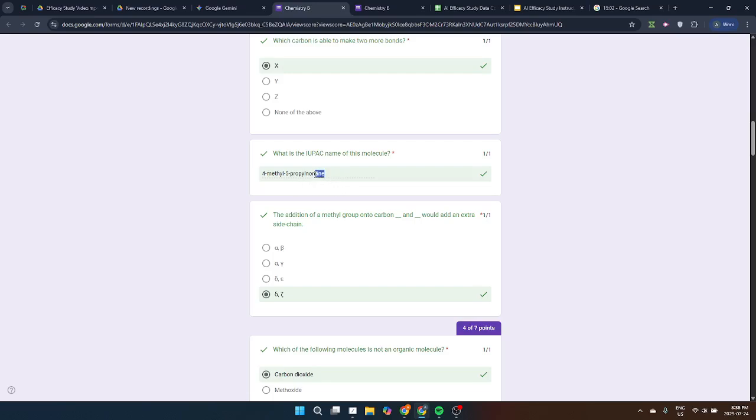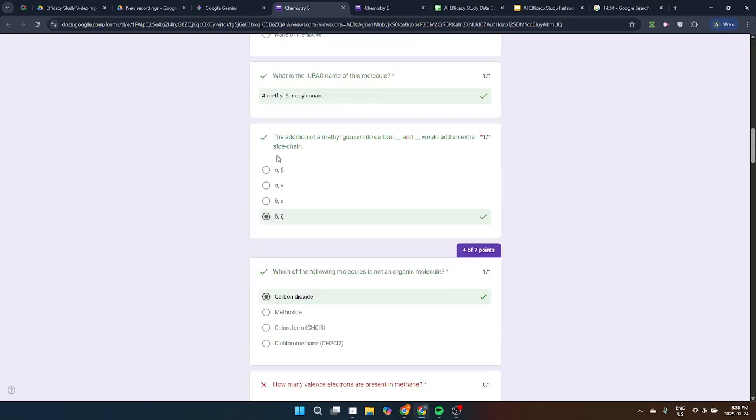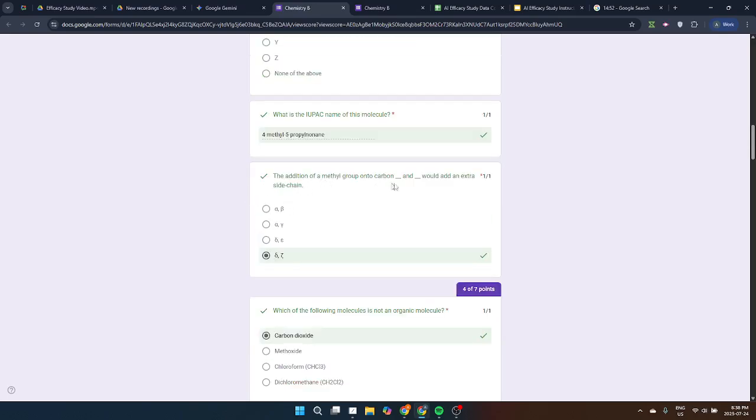It's also just a single-bonded, completely saturated branched alkane. The addition of a methyl group onto carbon blank and blank would add an extra side chain. And so I realized that none of the answers can contain the first or last carbon, so alpha and epsilon in this case. A, B, and C all contain some version of this.